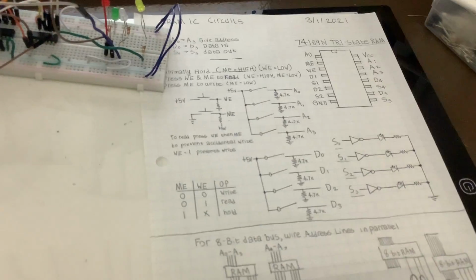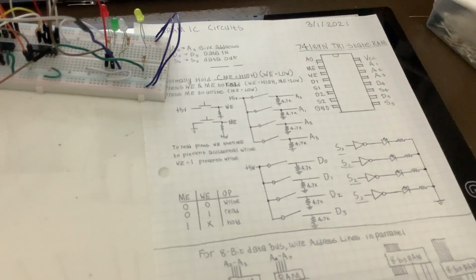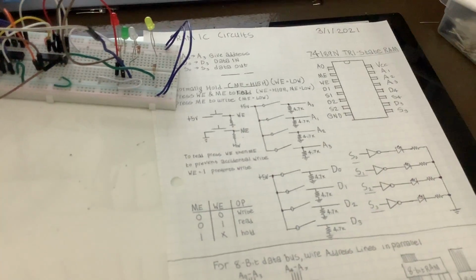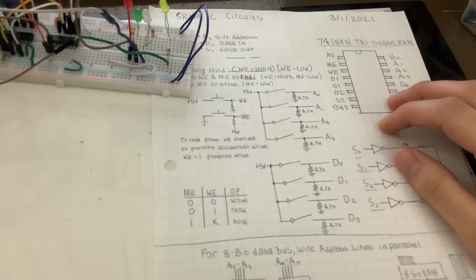Hello YouTube. So today's video is going to be about RAM, or random access memory, particularly SRAM, which is static random access memory, and how you could use RAM on a very low level to implement in circuits.